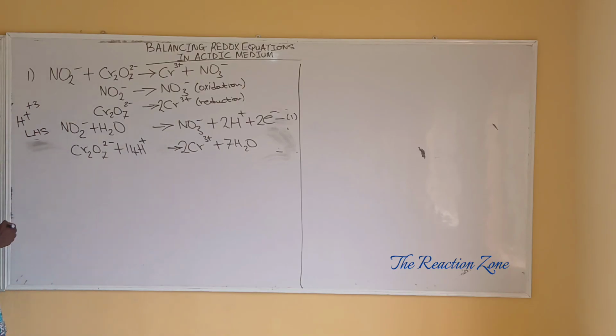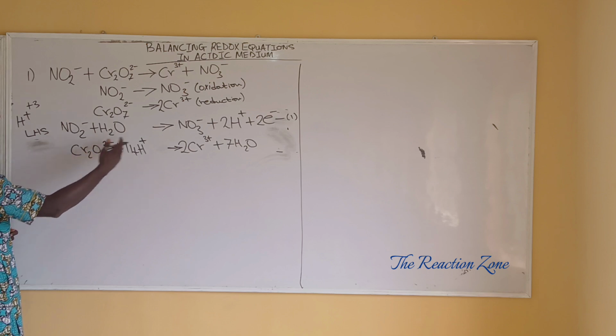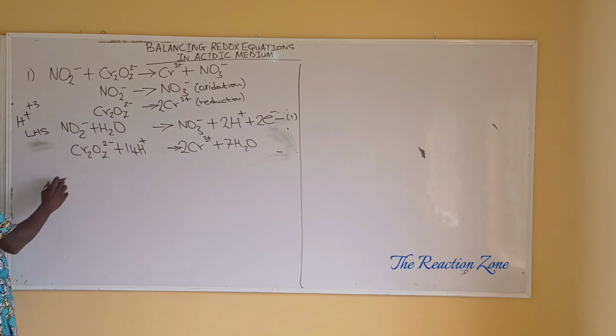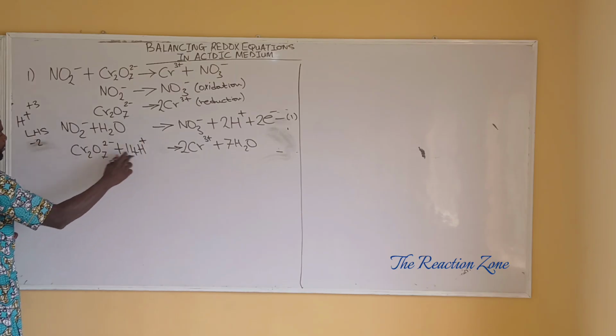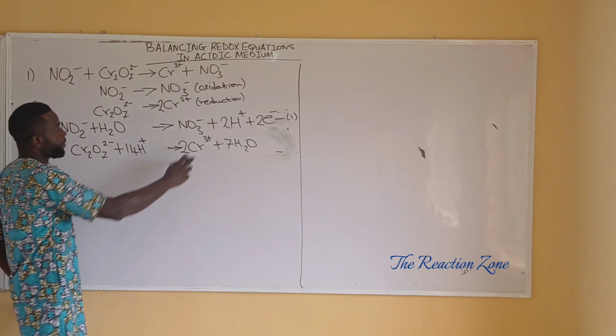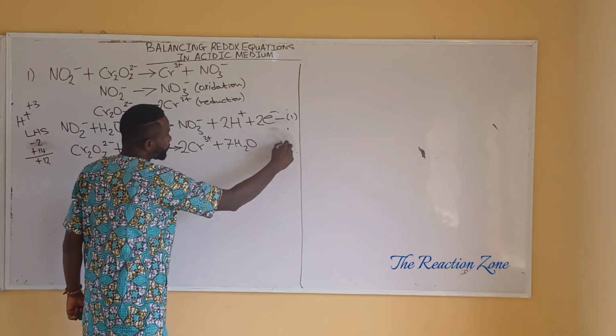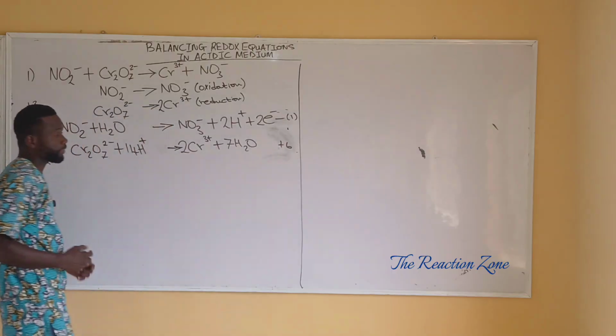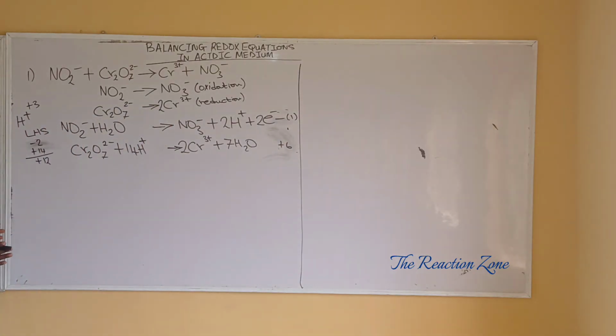So the next thing to do is to find the net charges on both sides. -2 times 1 is -2. Plus 1 times 14 is +14. -2 plus 14 will give us a net charge of +12. Here, +3 times 2 is +6. The net charge on the right hand side is +6. So the next thing to do is to make the charges on both sides equal.